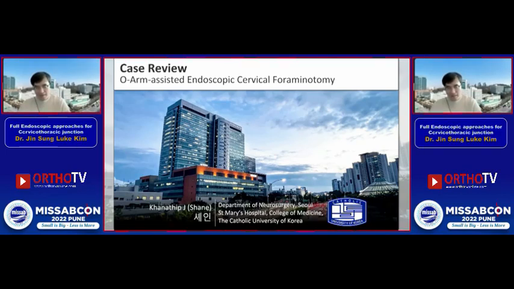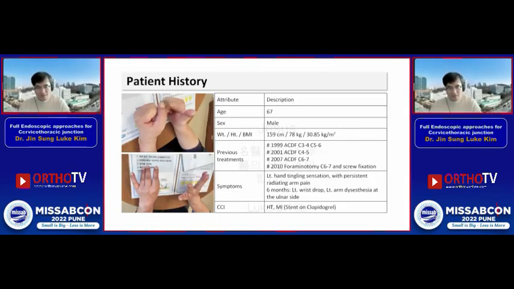Let's move to the other recent case, arm assist endoscope cervical foraminotomy. Actually, this patient also has wrist drop and C8 palsy, and many previous surgeries. His first surgery was done in 1999, 23 years ago. It started with this ACDF at 4-5, 5-6, then 4-5 again, then 6-7 again, and then additional foraminotomy and screw fixation at the 6-7 level. This looks like the domino game, right?